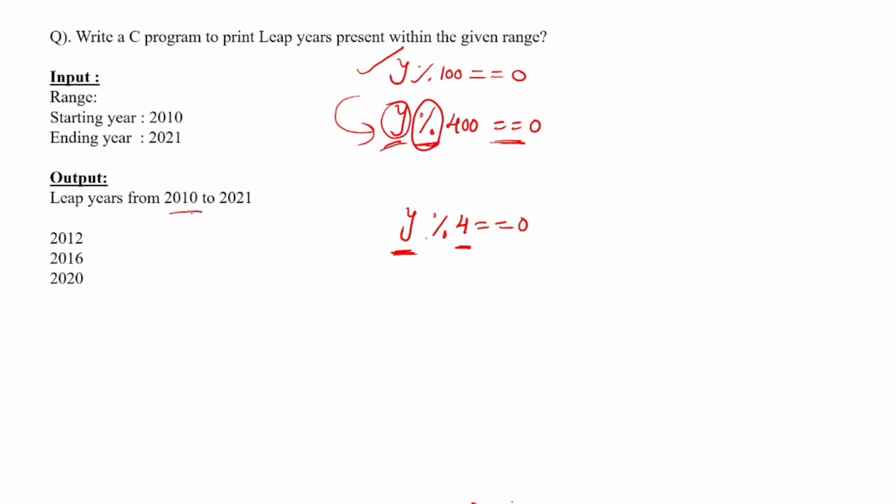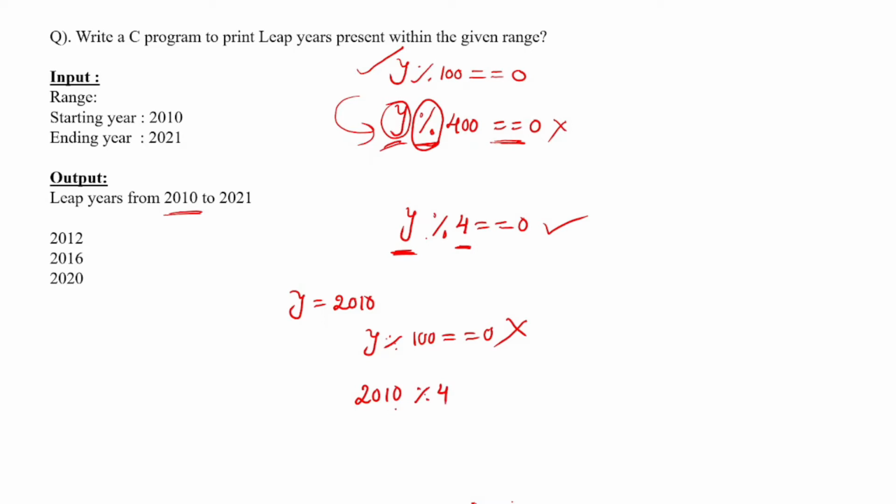Take an example, input is 2010. First of all, check whether this is a century or not. This is not a century. But suppose take 2000, then that is a century. Here 2010 is not a century, so Y modulo 100 equal to 0 is not correct. This is false, so no need to check the century condition. Directly go for the other condition. Here is 2010. 2010 modulo 4, what will be the result?